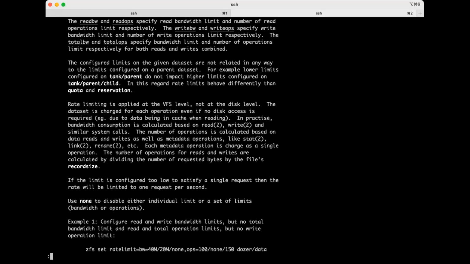And for operations, we were also thinking about splitting data operations, let's say how many reads I do, from metadata operations, let's say how many stats I do, or how many unlinks or file creations or deletions I do. But then we decided that it would look ugly to have all those limits in one place.